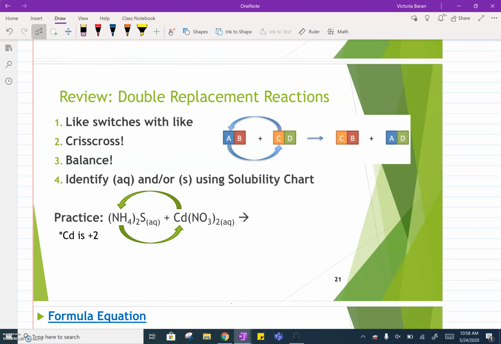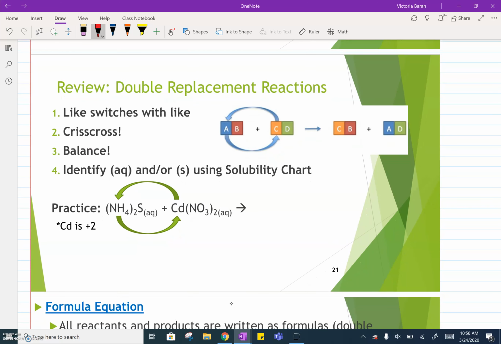So here's some review on those double replacement. You might also see double displacement as well. So like switches with like. That means that the metals will switch with each other. The cations, the positively charged ions, which are usually the metals, the first element or polyatomic ion will switch with each other, okay? Again, you can assume that all of these reactions will be double replacements. So like switches with like, I've always taught you guys, when I previously taught this, to switch the first element or polyatomic ion with each other.